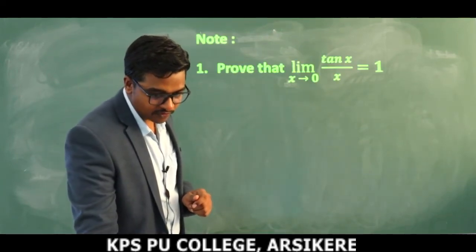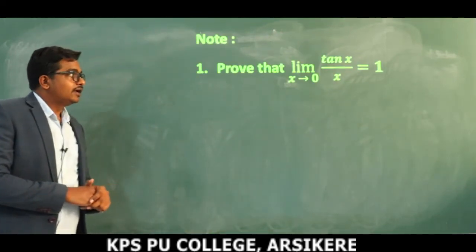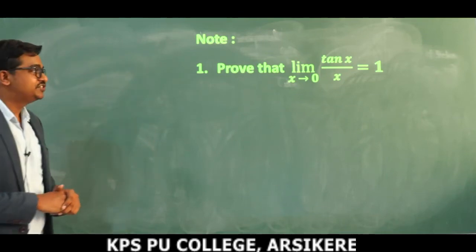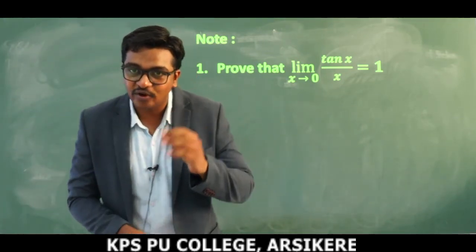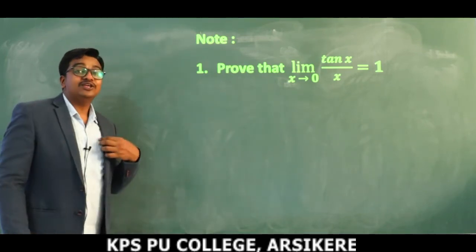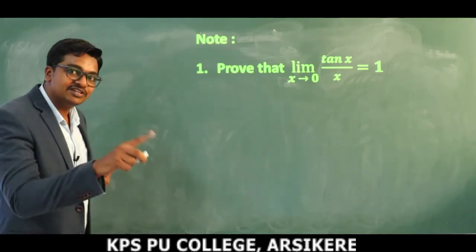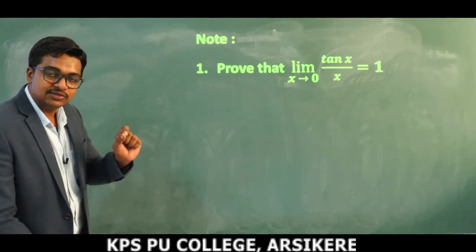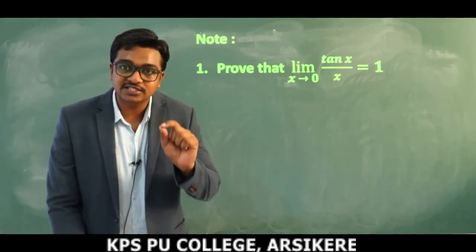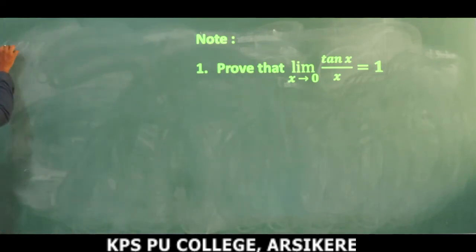Okay, now first one. Prove that limit as x approaches 0 of tan x divided by x is equal to what we have here? 1. So we will prove this by using the sandwich theorem, what we discussed here. The important result, sin x divided by x whenever x approaches 0 is 1. Proof for the first one today.